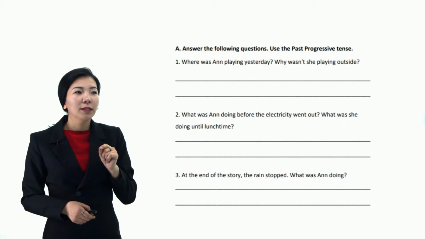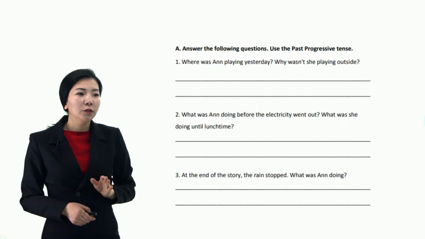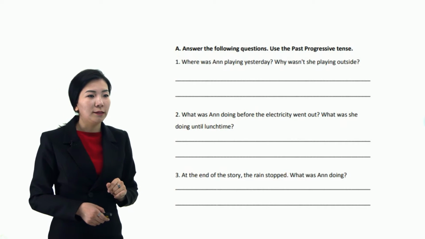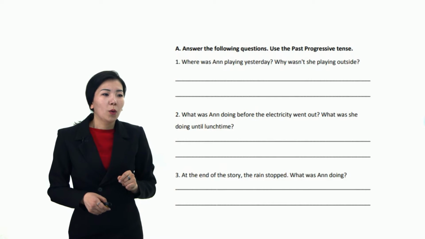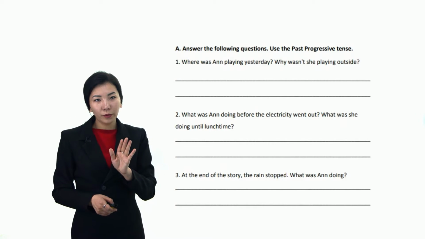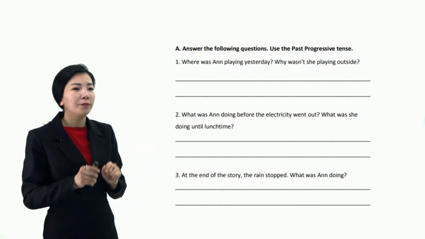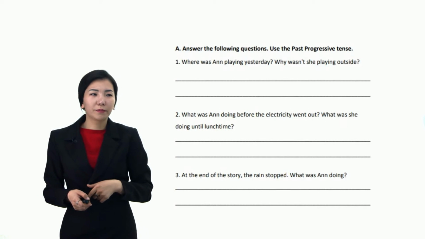Where was Anne playing yesterday? Why wasn't she playing outside? What was Anna doing before the electricity went out? What was she doing until lunchtime? At the end of the story, the rain stopped. What was Anne doing? Again, pause the video, answer this, take your time, don't rush. I'm here waiting for you guys. Anyways, we're gonna check it together.